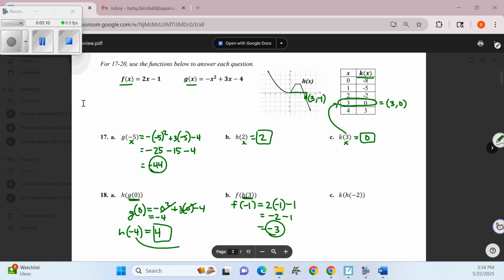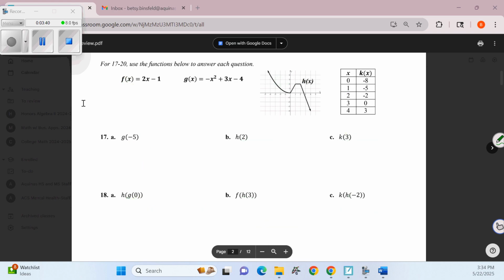Okay, last one here on this part, 18C. Again, starting with our innermost function. So H of -2. So H of -2 maps, there's an ordered pair -2, 1 on the graph. So H of -2 is 1. And then find K of 1. So again, K takes us back to our table up here. So X value of 1 maps to a Y value of -5.